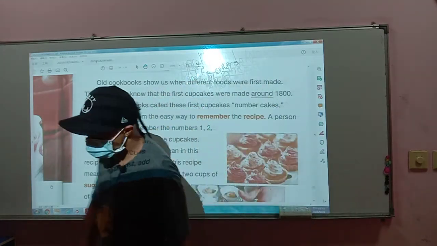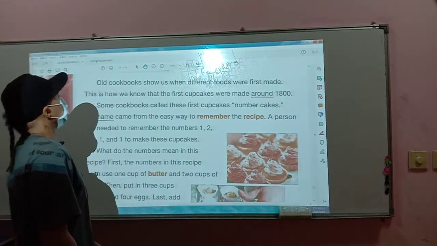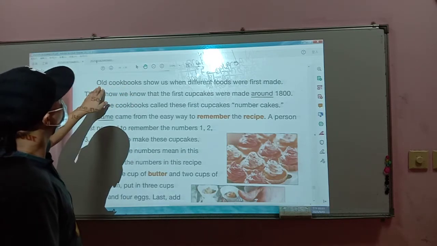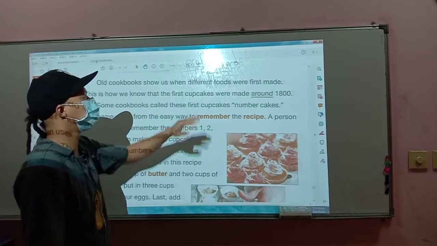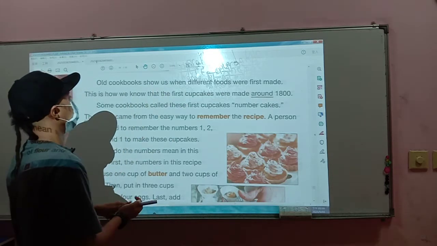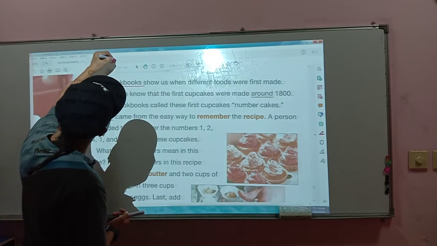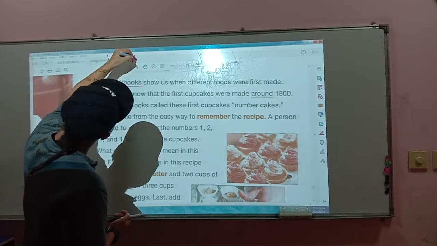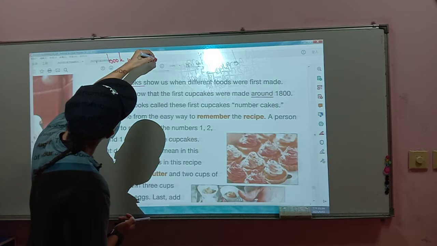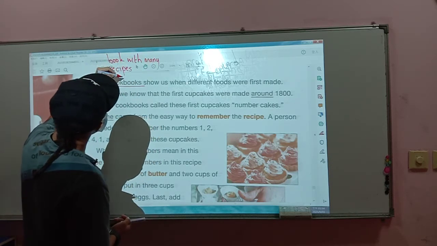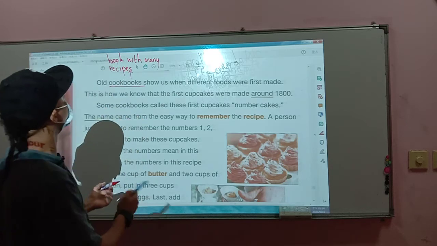So it goes, old cookbooks show us when different foods were first made. So a cookbook, this is a book with many recipes. Alright, so a cookbook has many recipes.